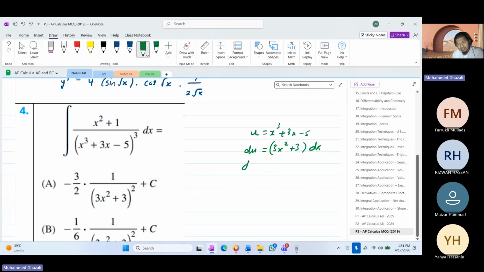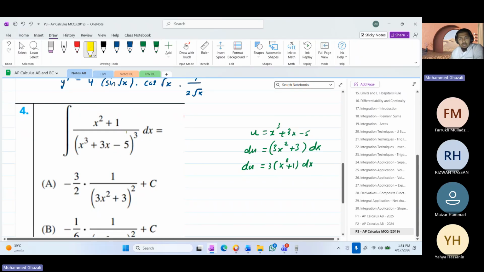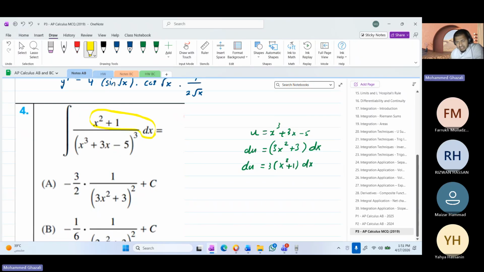If you take out 3 as a common factor, you can see you get the derivative on top. The higher power is x cubed and the lower power is x squared. One power more, one power less. So the power more you make equal to u, the entire function, of course. Now, if you take out 3 as a common factor, you're left with x squared plus 1 dx. Do we have x squared plus 1 dx? We do. It is this part here. And what is x squared plus 1 dx? du over 3. So now I have the integral of du over 3.